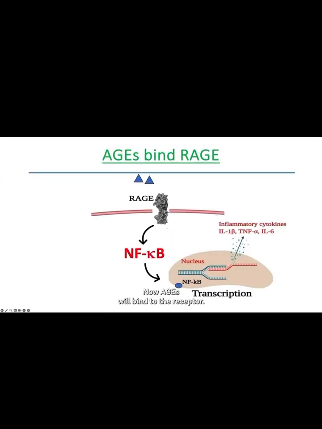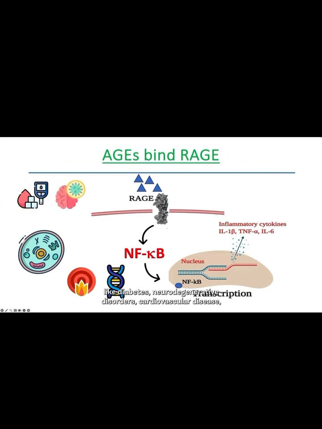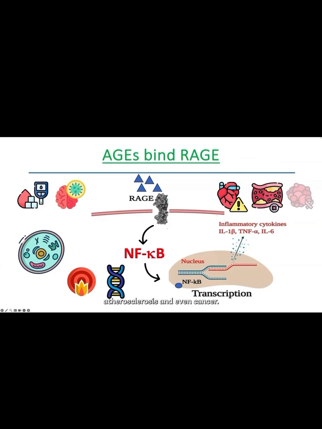Now, AGEs will bind to the receptors for advanced glycation end products. And AGE-RAGE binding causes cell signaling that culminates in the activity of NF-kappa B. That is a potent pro-inflammatory activator of gene expression. Now, RAGE activation, just like this, is a hallmark of lots of diseases like diabetes, neurodegenerative disorders, cardiovascular disease, atherosclerosis, and even cancer. And as you can see here, activation within the nucleus leads to the elaboration of inflammatory molecules.